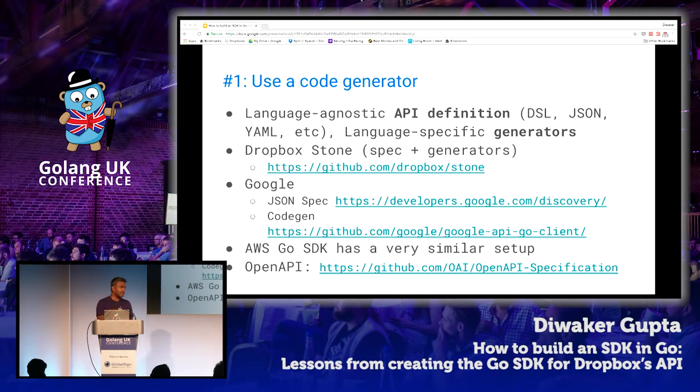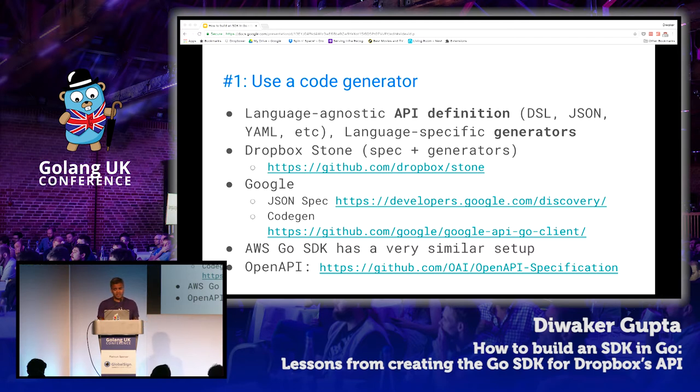If you look at the Google and AWS SDKs, they both provide the API specification in JSON, and then they have some custom logic to generate the code. So if you look through the source code, the code generators are actually included in the repository, so you can see how they are going about it.